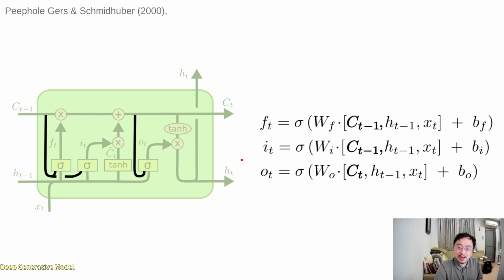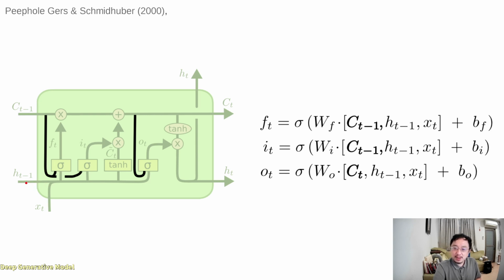So one of the variations is the peephole. The basic idea is, why does the gate only depend on xt and ht minus 1? Why not depend on ct minus 1? Because this one is one of the major memory, the primary state that we have so far. So why not use it to decide our gate?